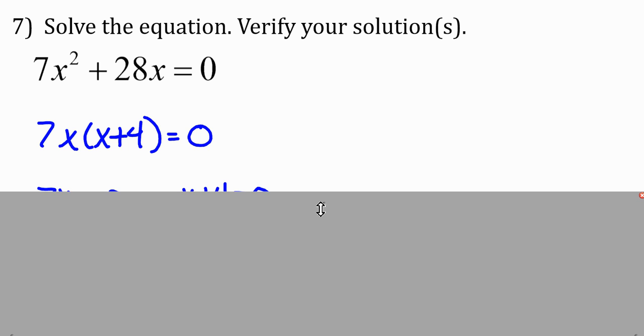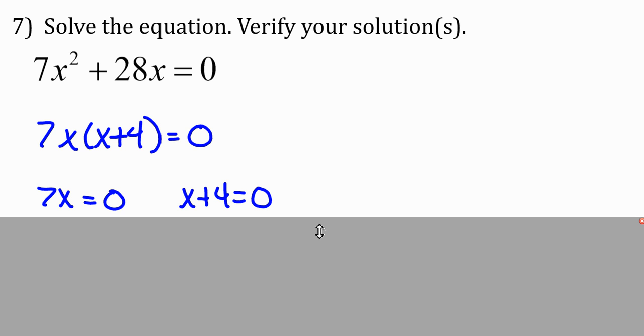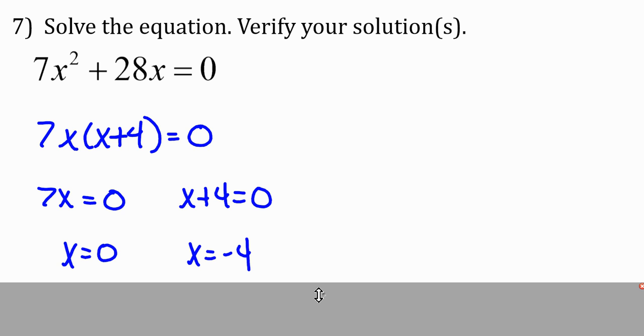If we take each factor and set them equal to 0, that will tell us the values for x for our solutions, the x values for the x-intercepts. So if it's 7 times x, we're going to divide by 7 on the left side to see what we get. For x plus 4, use that inverse operation of subtraction to see what you get for x there. And our two answers are 0 and -4.